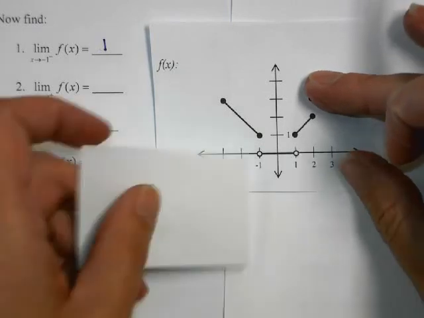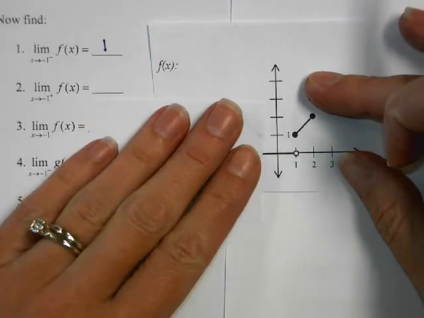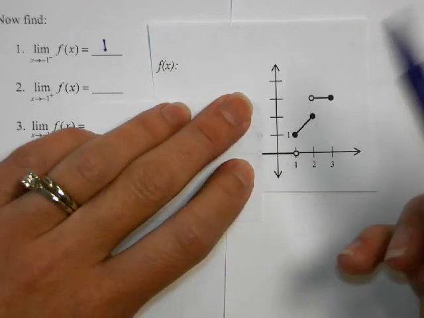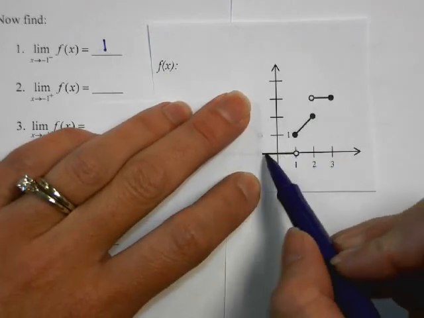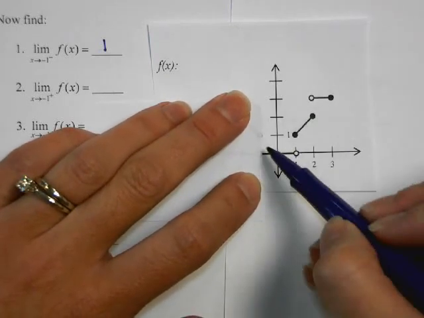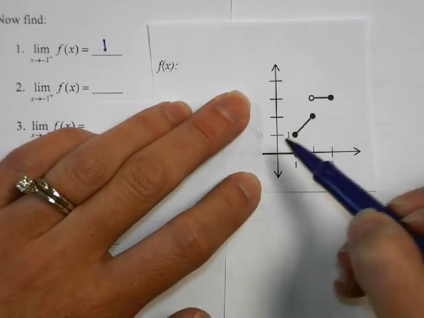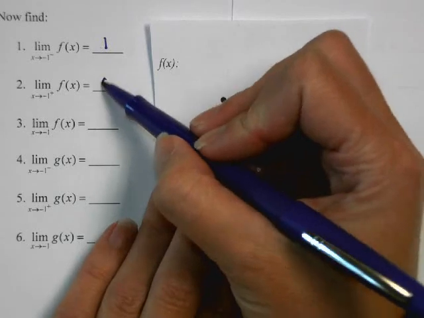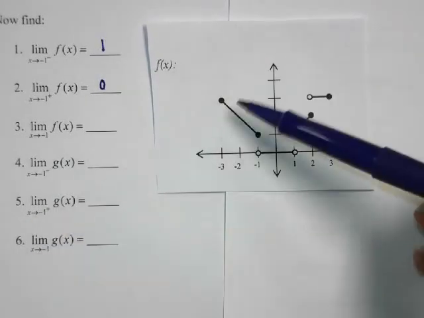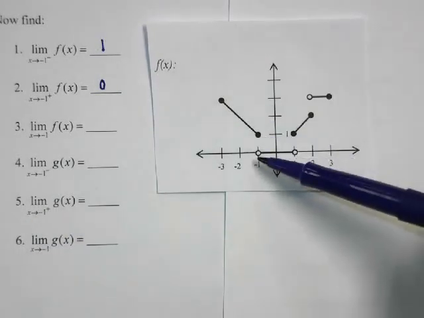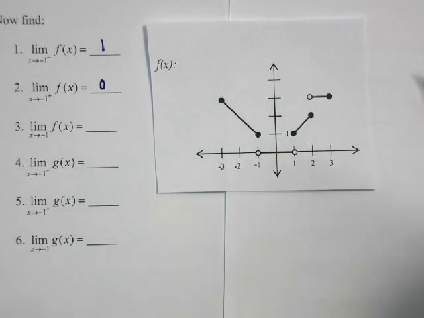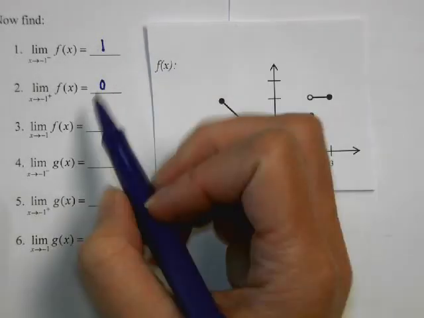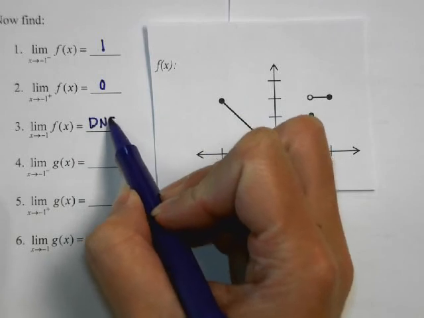From the positive side, I don't care about anything over there. As we approach negative 1, we're on this location here. Well, those y values are approaching, or in fact are, 0. So from the left, it's approaching 1. From the right, it's approaching 0. If these two are different, the limit does not exist.